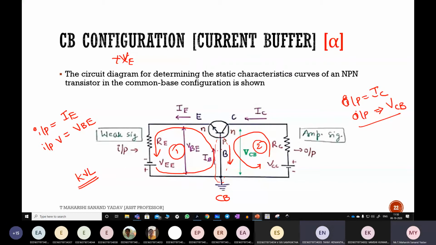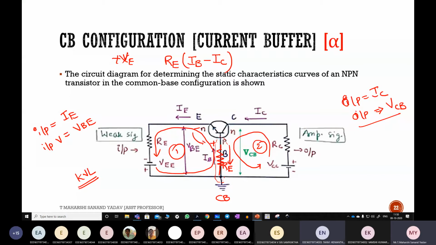See, suppose there is one resistor here, simply consider it as RE. Now tell me, V equal to I into R. So RE into (IB minus IC). Can I write it like this? Okay, next. What is the voltage at this part?